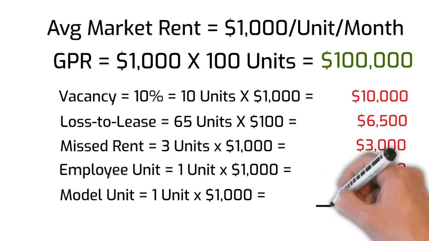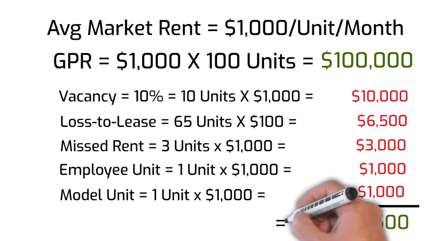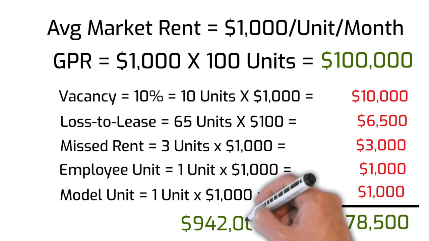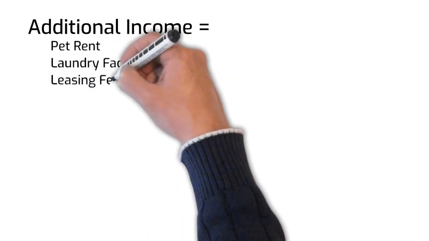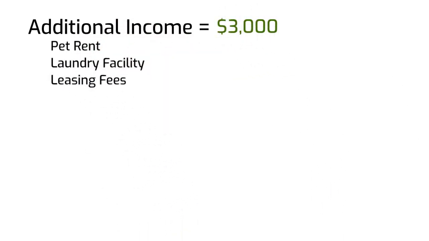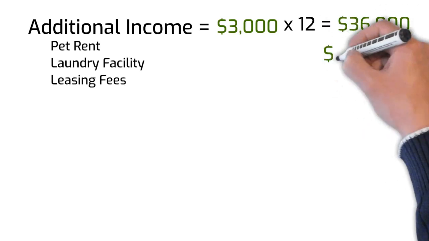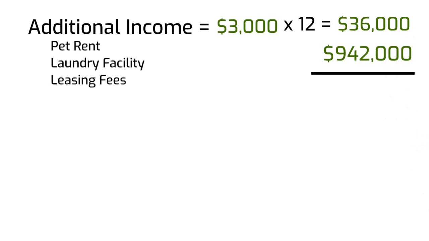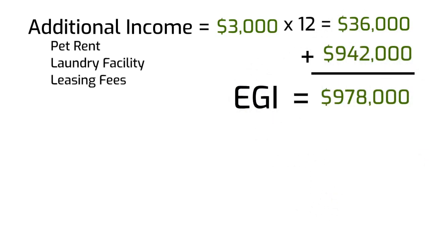Our gross potential rent of $100,000 per month sounded good, but we see our net rent is actually $78,500. Multiply that by 12 and we get an annualized net rent of $942,000. Between pet rents, laundry facility income, and other leasing fees, the property brought in $3,000 in additional income this month. Annualize that and we get $36,000. Which when added to the net rent gives us an annual effective gross income of $978,000.